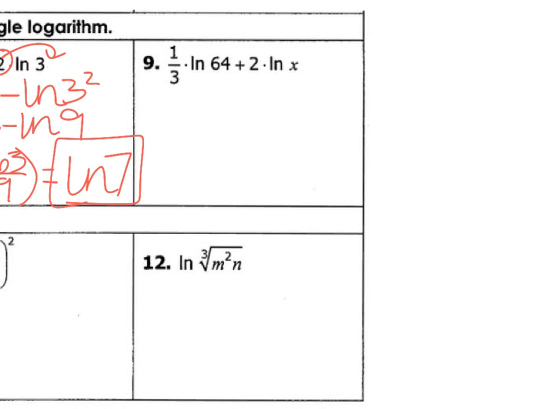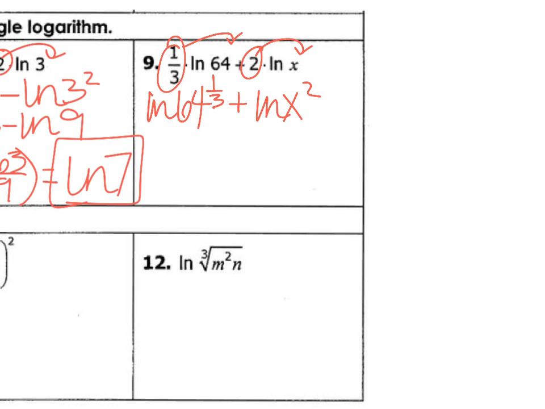All right, and then number 9, same idea. We want to use our power rule first. All the same properties of common logs apply to natural logs as well. So we get the natural log of 64 to the 1/3 power plus the natural log of x squared.